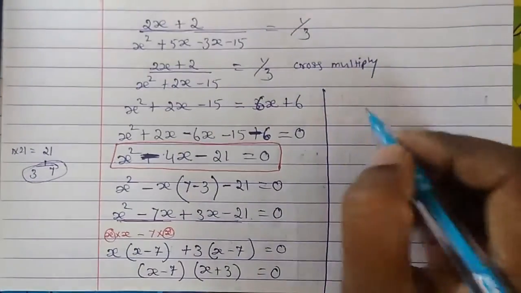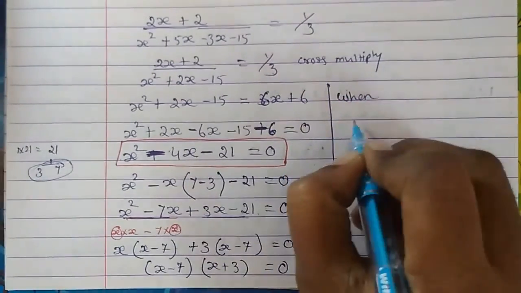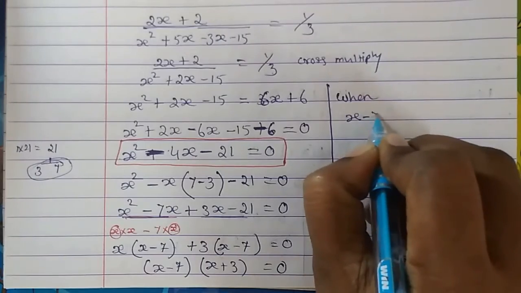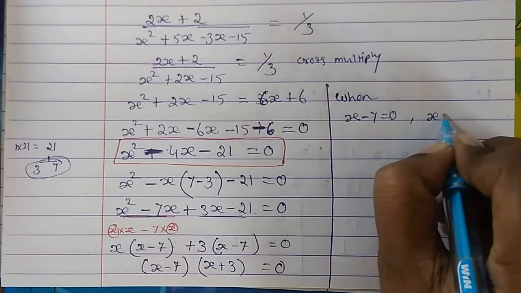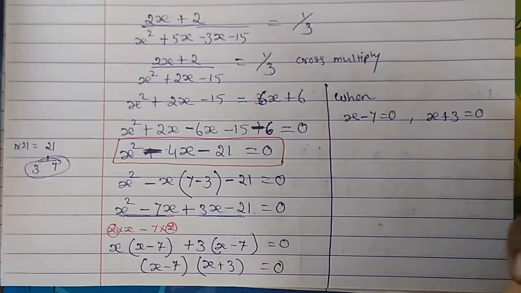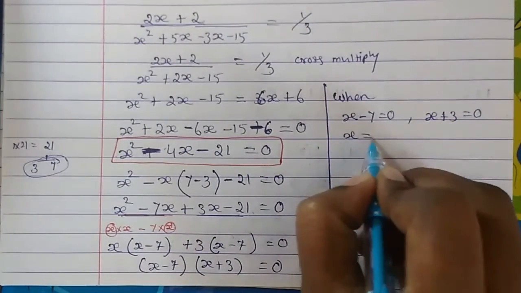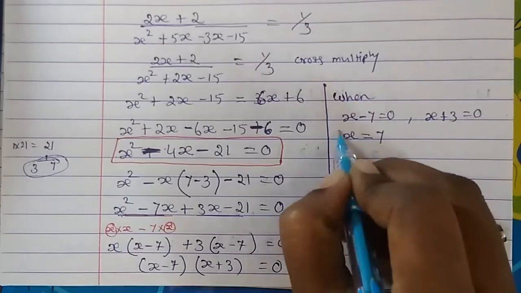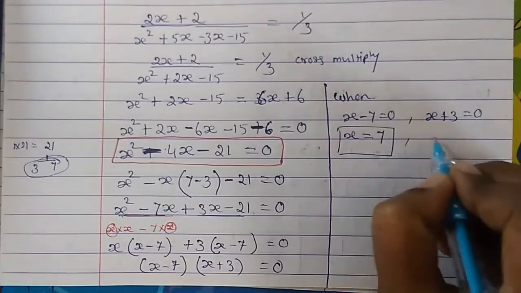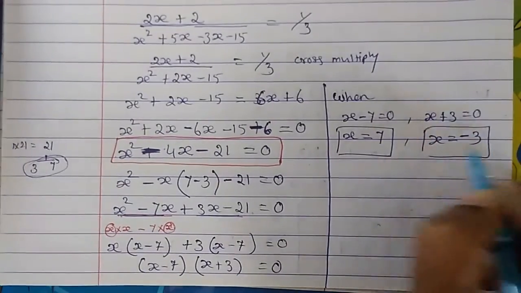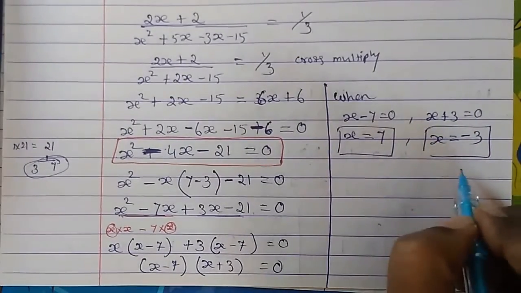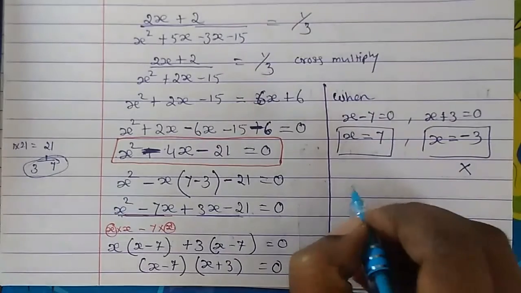Okay, so now when x minus 7 equal to 0, and then when x plus 3 equal to 0. So then x equal to minus 7 will become plus 7. This is one answer. Then x equal to plus 3 will become minus 3. Now, can age be negative? No, age cannot be negative.